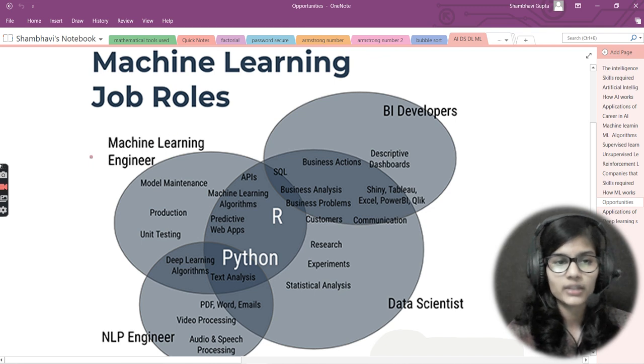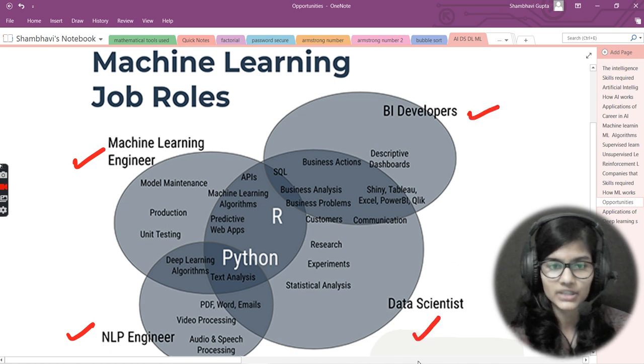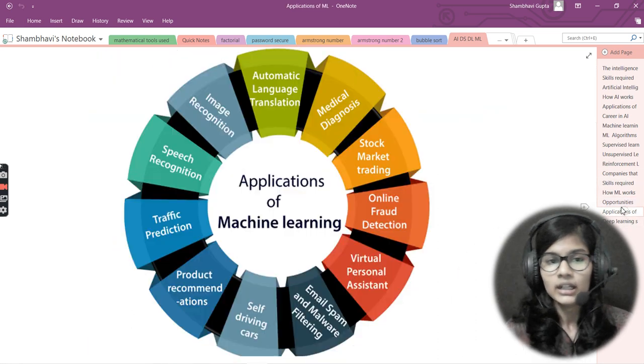Now let's see what are the opportunities in machine learning, fine. So what job roles can you go for? You can go for machine learning engineer, NLP engineer, BI developer, and you can even go for data scientist as well. So these are some of the job roles that you can go for after learning machine learning, fine.